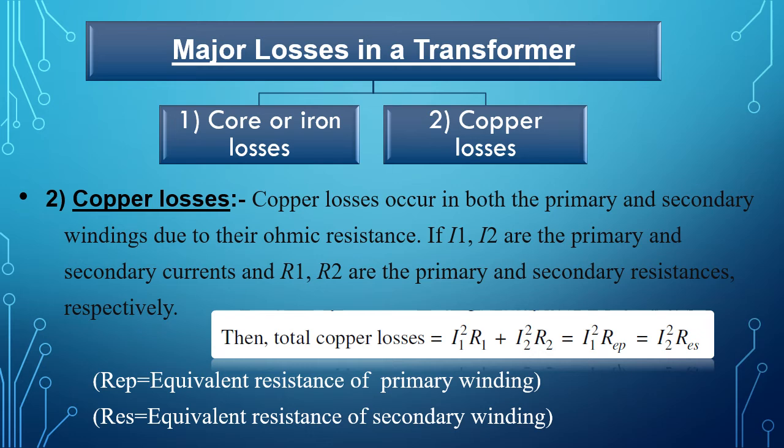The second type of loss in a transformer is the copper loss. The copper loss occurs in both the primary and secondary windings due to the ohmic resistance. If I1, I2 are the primary and secondary currents and R1, R2 are the primary and secondary resistances respectively, then total copper loss is equal to I1 square R1 plus I2 square R2, which is equal to I1 square R1 equivalent in primary, which is equal to I2 square R2 equivalent in secondary.